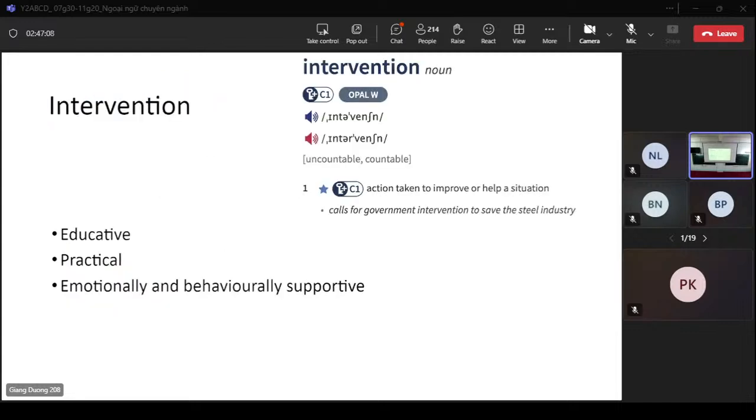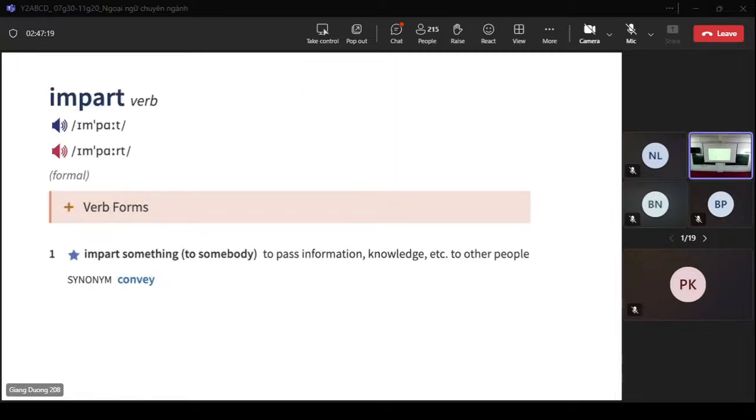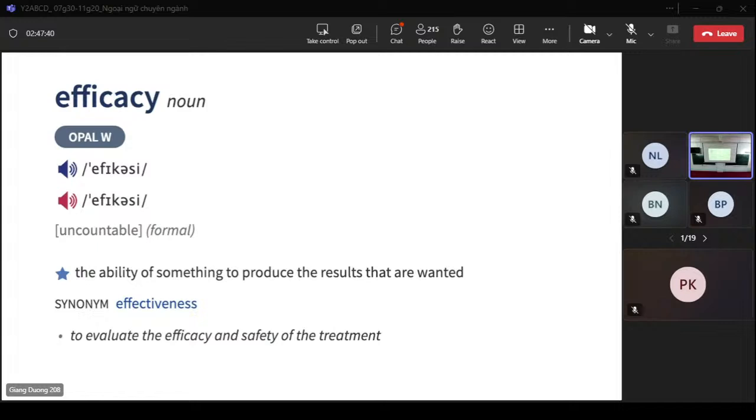Intervention, can thiệp ha. Action to improve or help situation. Impart. Impart knowledge. Truyền đạt. Sắp hết rồi, cố lên. Efficacy. Effectiveness. Hiệu quả.